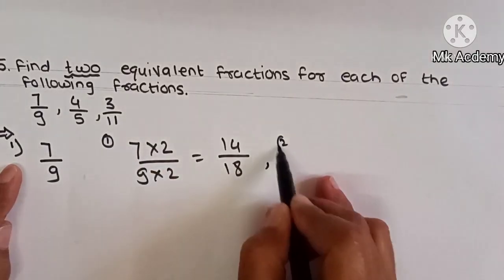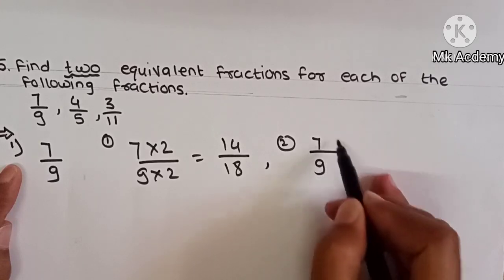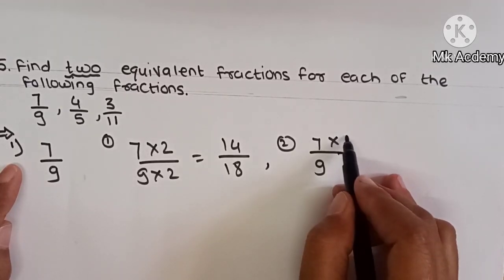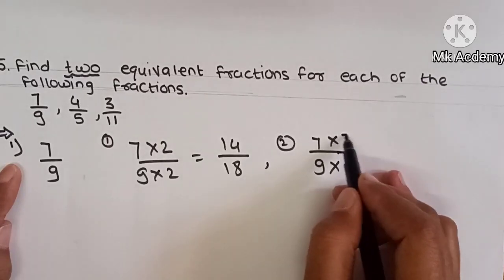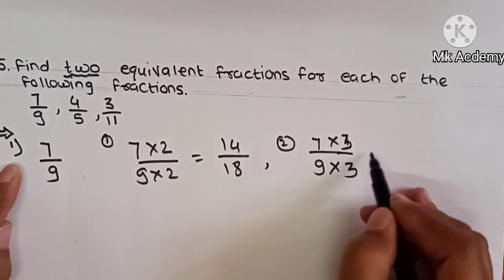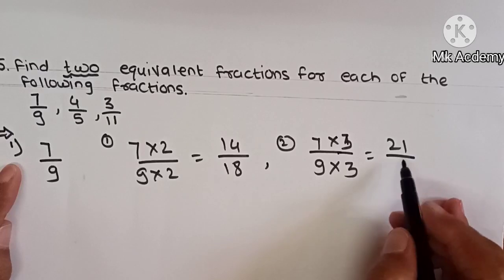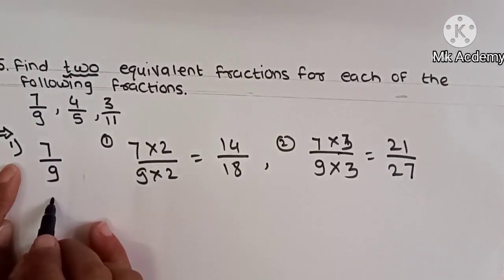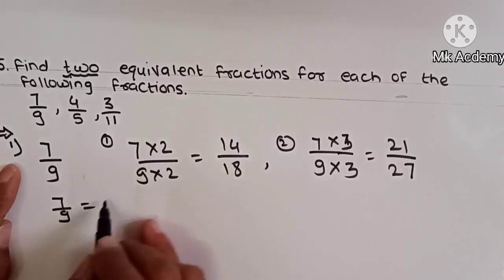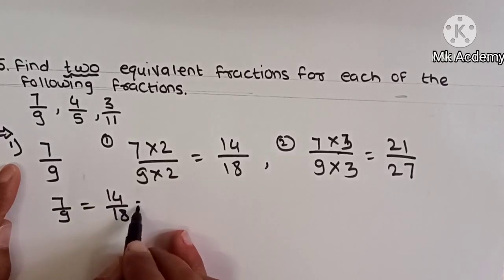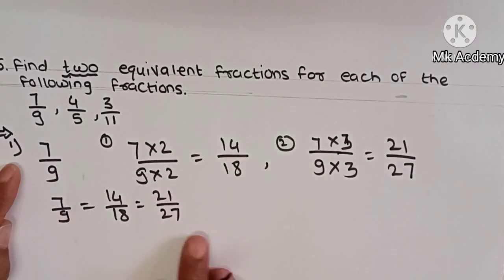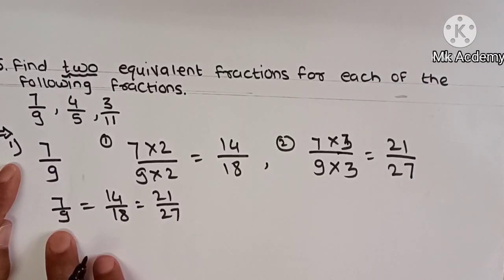We can find this one. Now the second one is 7/9 multiplied by 3. Then 7 3s are 21, 9 3s are 27. This means the equivalent fractions of 7/9 are 14/18 or 21/27. These are the equivalent fractions for 7/9.